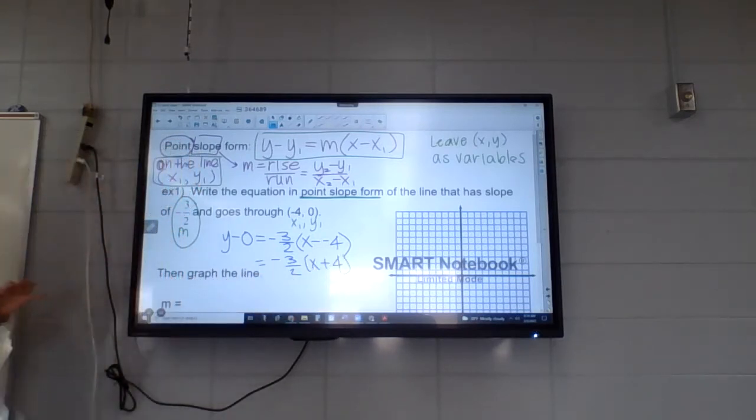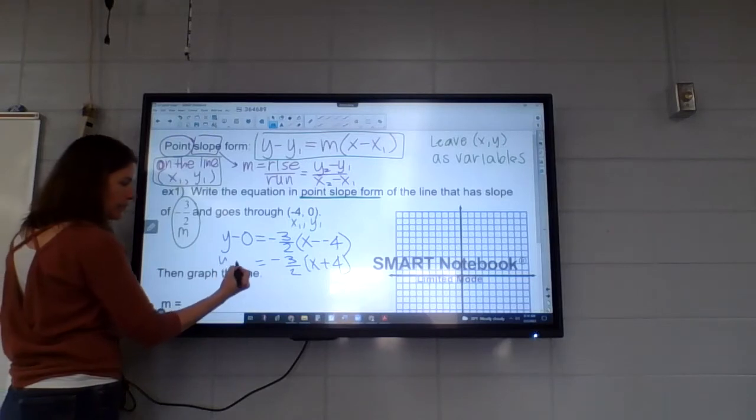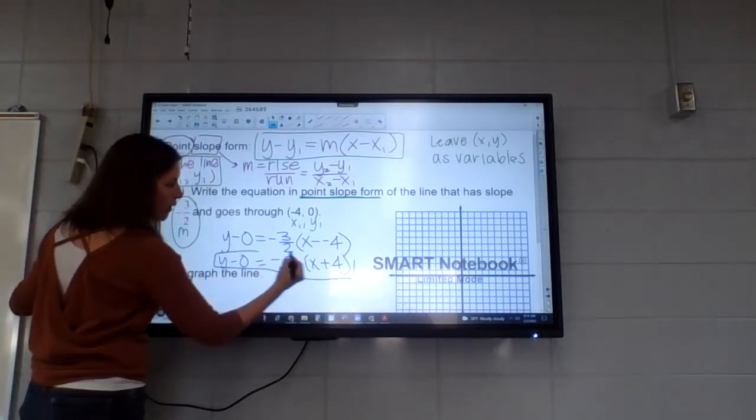Now how about that y minus 0? I would probably just write it as y. You can leave it as y minus 0. It doesn't really matter to me. But just so you know, you could write that as y. So this is called point slope form.